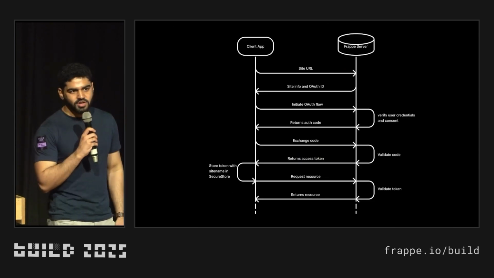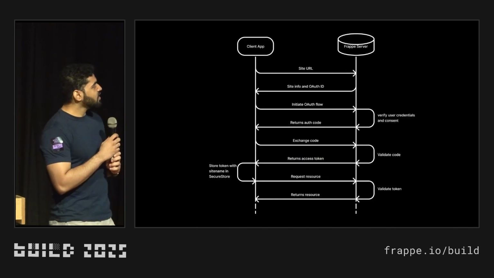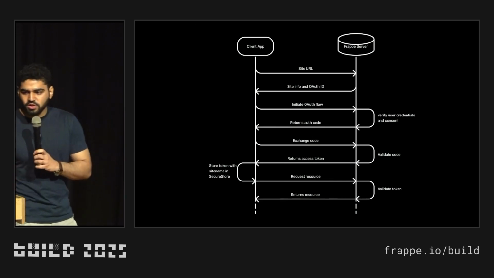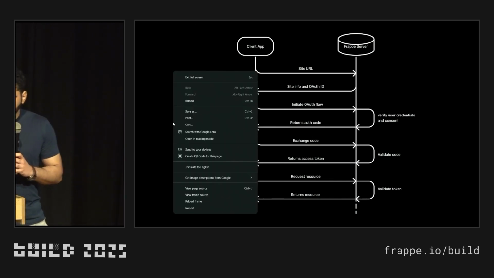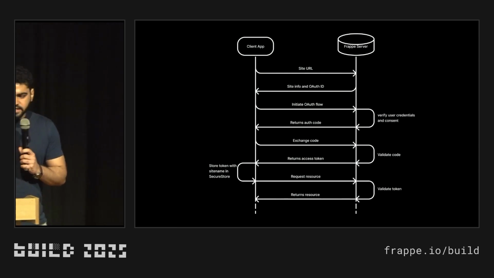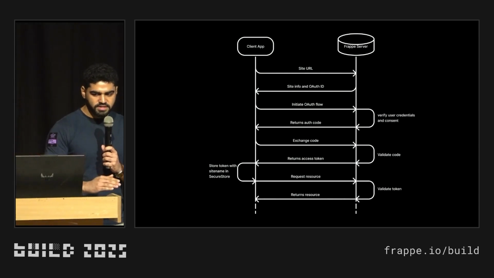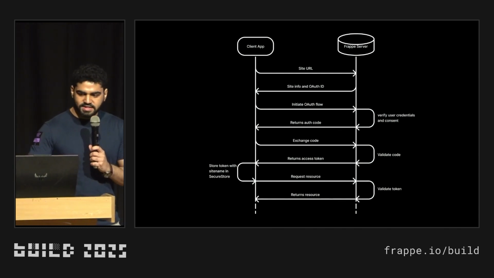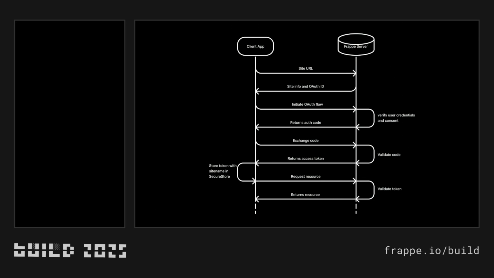So the only right option was to go with the OAuth flow. This is basically the general OAuth flow. We allow the user to enter the site URL in the app, and based on that URL, we send a request and fetch the site info and the auth ID from the Frappe server. That's the standard OAuth flow. Once we receive the access token, using the exchange authorization token method, we store it in our client app in secure store with the site name.